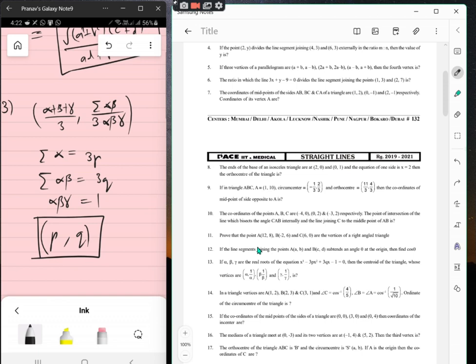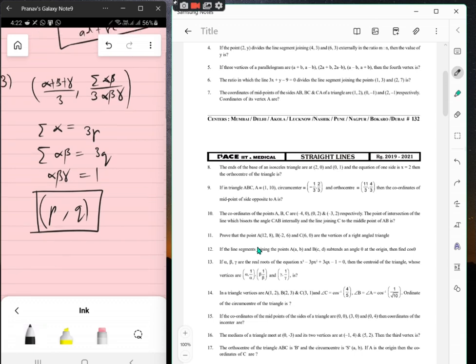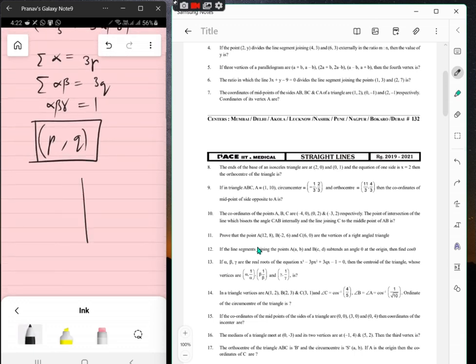In a triangle, vertices are given, and oh, what is this? Okay, all the angles are given. Ordinate of the circumcenter of the triangle. Okay, this is bad. Try to graph this maybe. 1 comma 2, that's somewhere over there. 2 comma 3. And 3 comma 1.